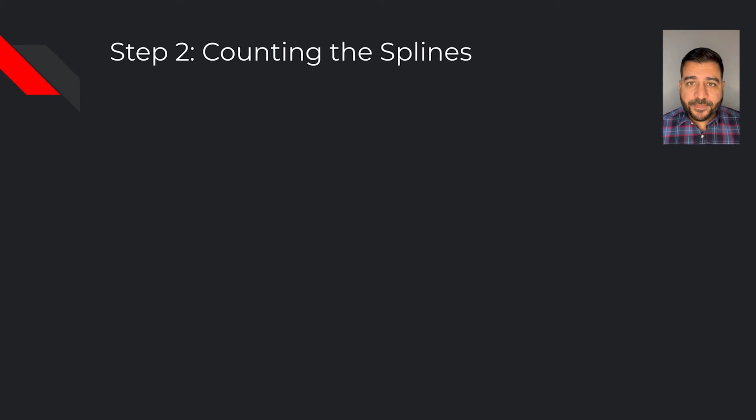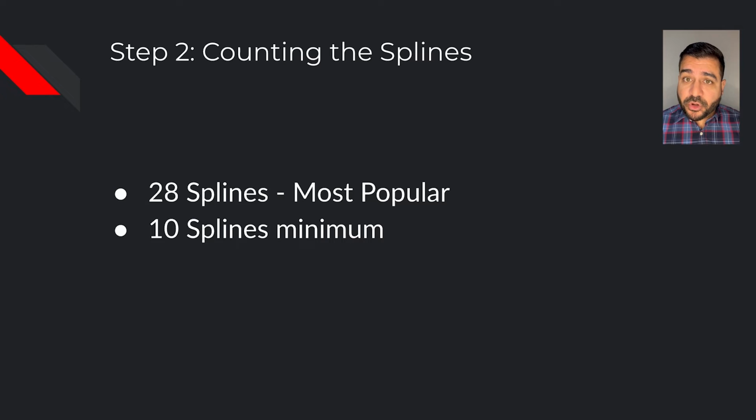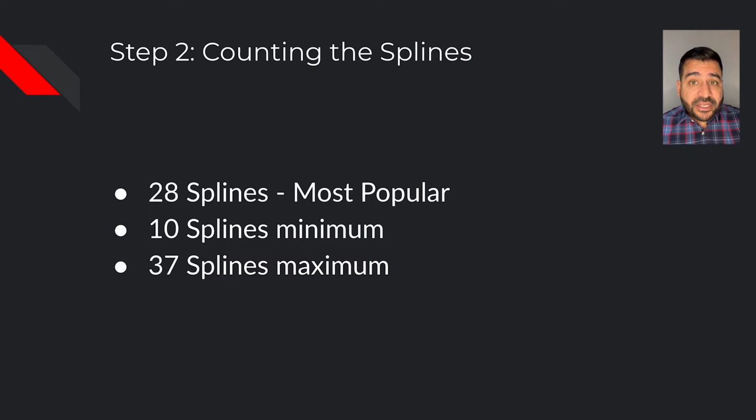Step 2. Let's count the splines. Based on popularity, 28 splines is probably what you're going to run into the most. But there are going to be cases where you run into slack adjusters with as little as 10 splines and as many as 37.